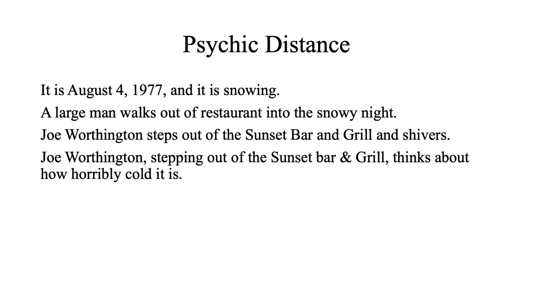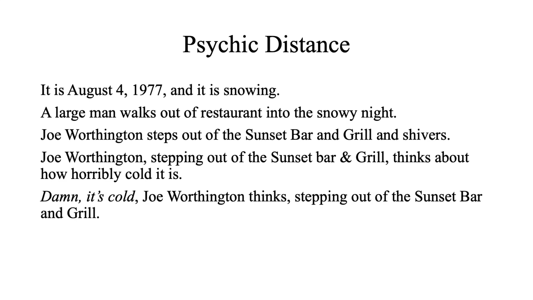"Joe Worthington, stepping out of the Sunset Bar and Grill, thinks about how horribly cold it is." Now we have this sort of outside view of Joe's thoughts. We have a third person view, and we see that Joe Worthington is thinking. Here: "Damn, it's cold, Joe Worthington thinks, stepping out of the Sunset Bar and Grill."